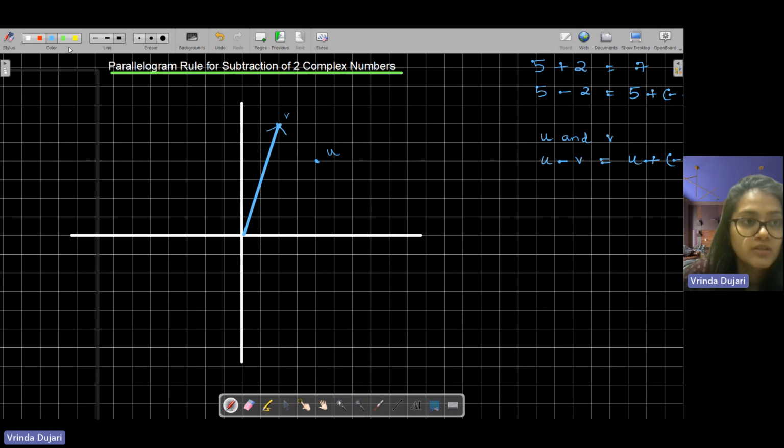So I'm going to draw exactly the same line in the opposite direction. Just count how many units: 1, 2, 3, 4, 5, 6. Extend it. Okay, it will be somewhere here. Actually, it will come here. Let me draw it again.